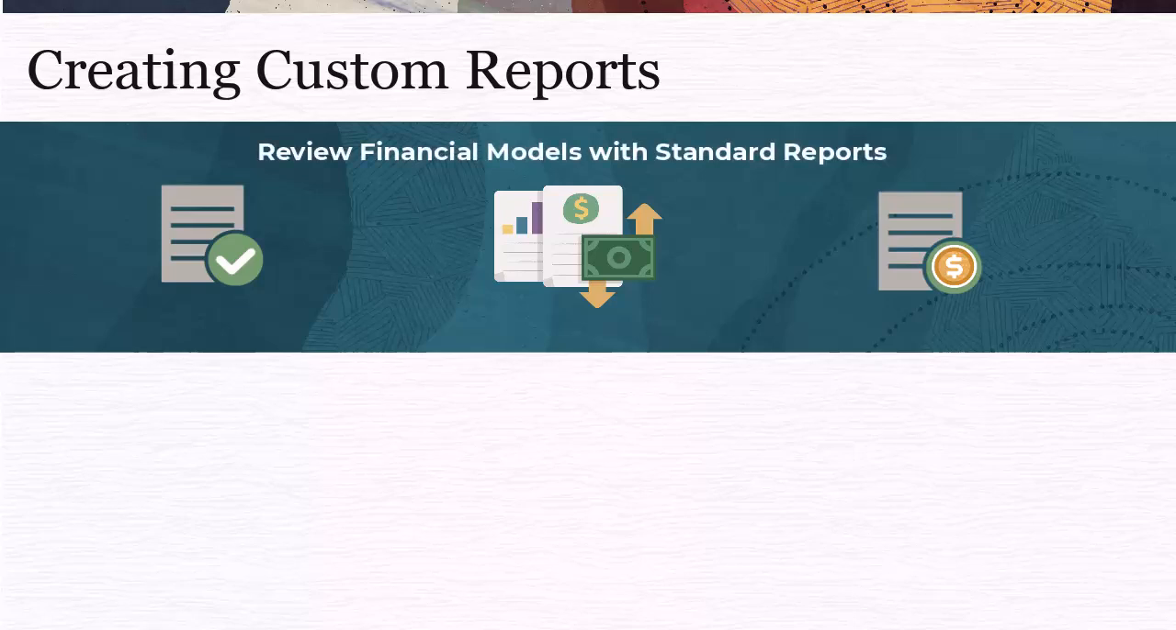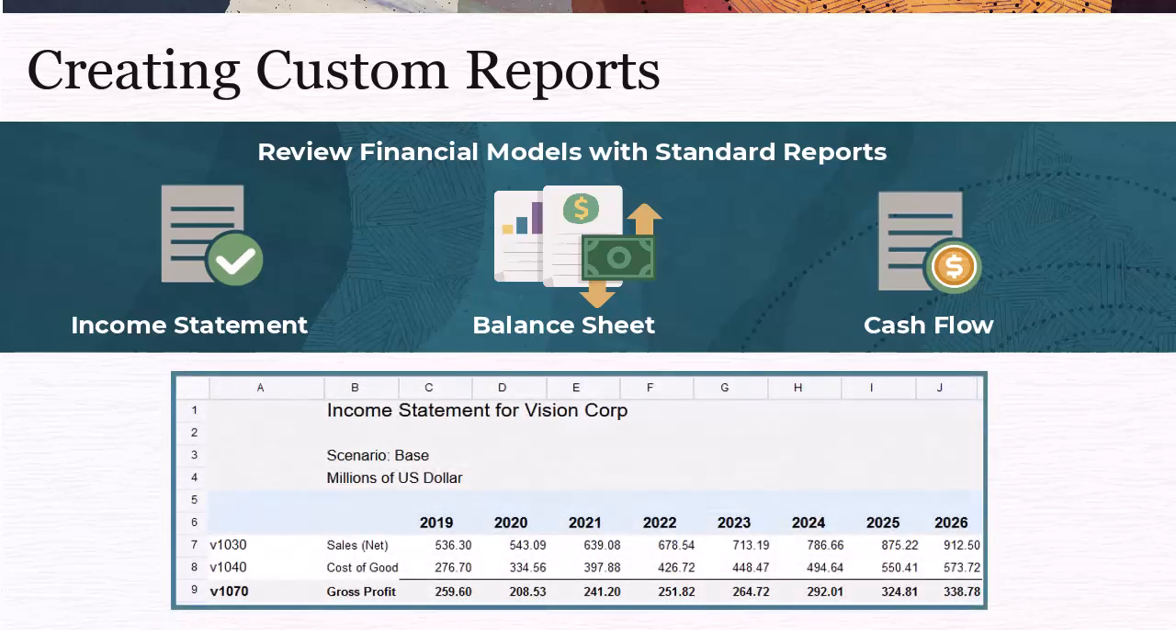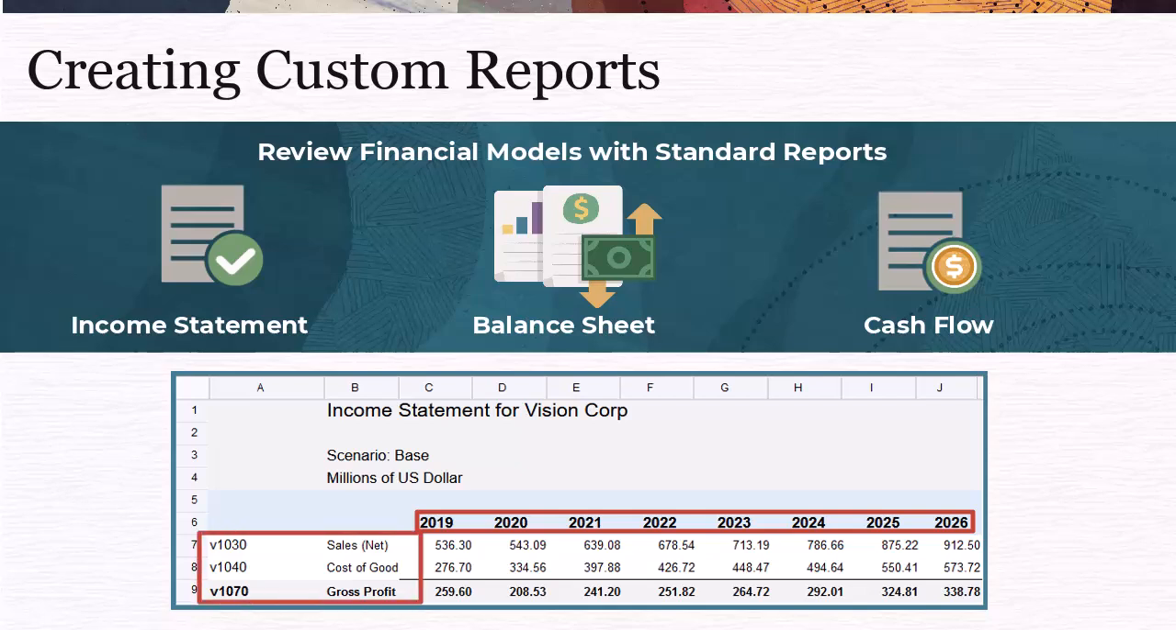You evaluate financial models using standard reports like income statements, balance sheets, and cash flow statements. Typically, these standard reports display the time periods across the top in the columns and the accounts along the left side of the report in the rows.